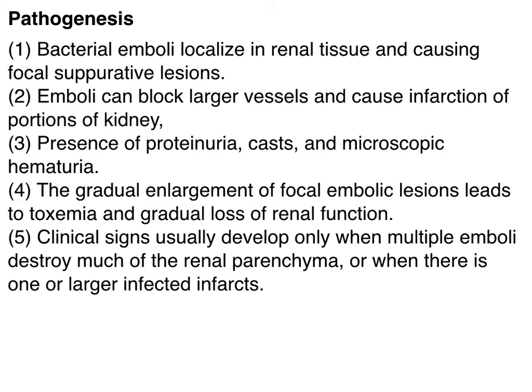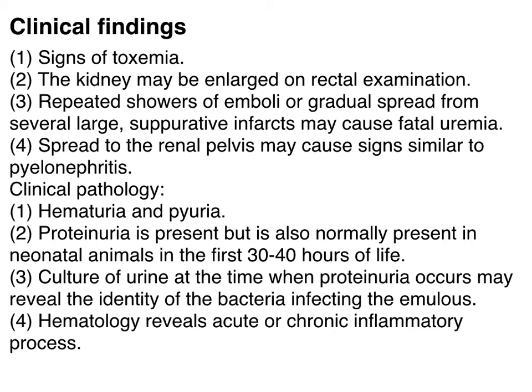Clinical signs usually develop only when multiple emboli destroy much of the renal parenchyma or when there are one or more larger infected infarcts. Clinical findings: signs of toxemia. The kidney may be enlarged on rectal examination. Repeated showers of emboli or gradual spread from several large suppurative infarcts may cause fatal uremia. Spread to the renal pelvis may cause signs similar to pyelonephritis. Clinical pathology: hematuria and pyuria.